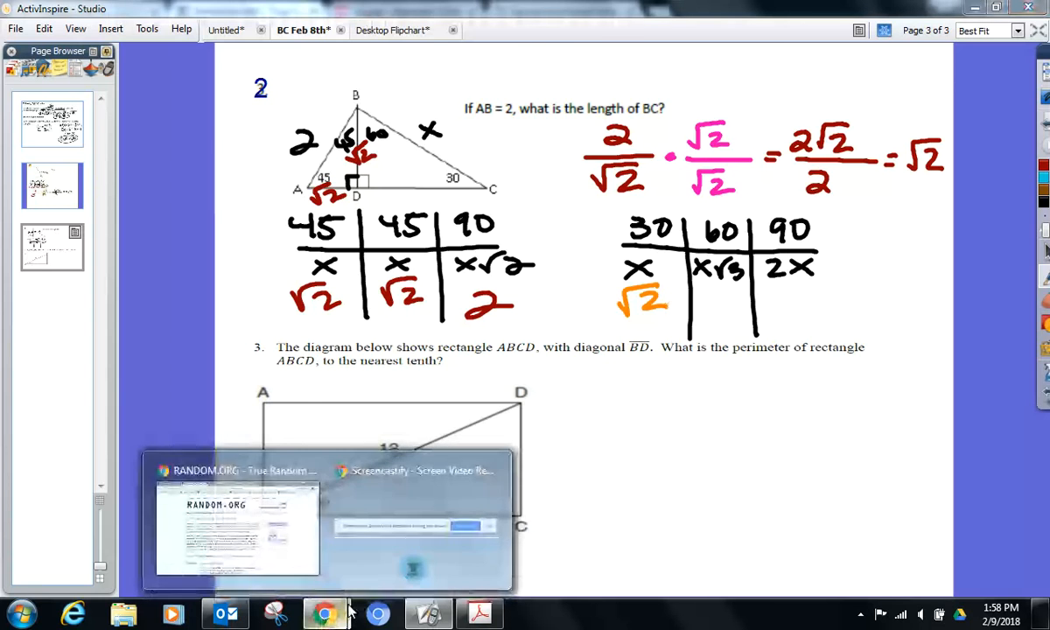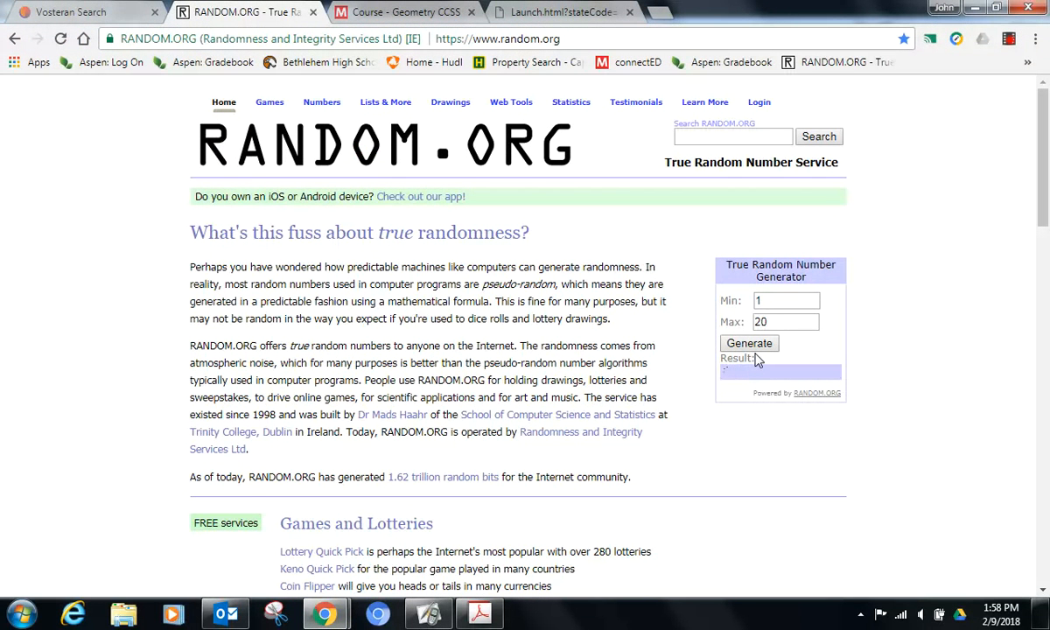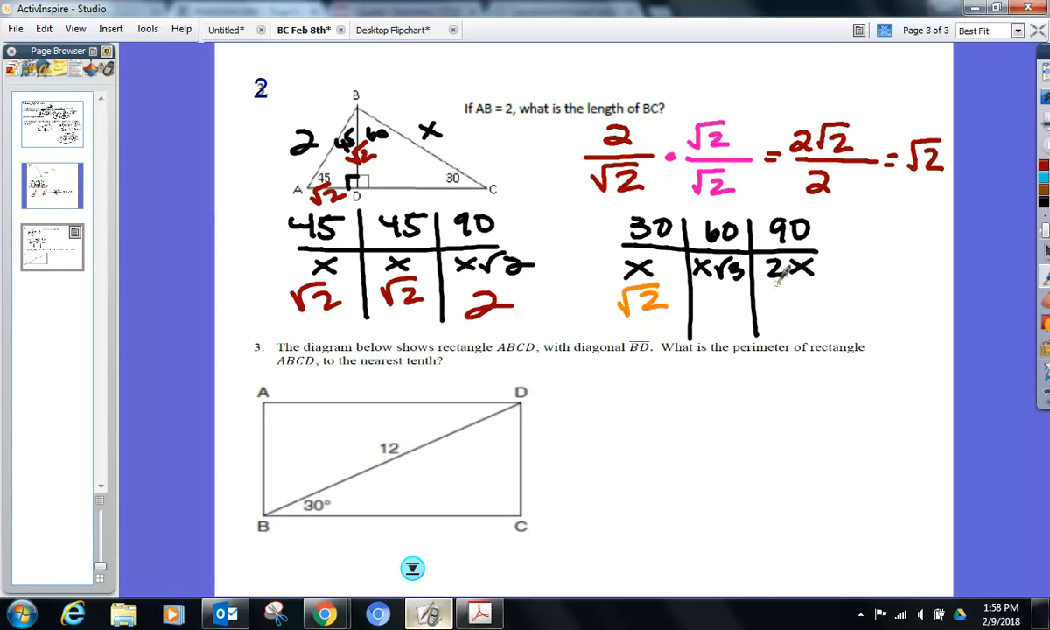So what do I do with that radical 2? Multiply it by 2. So what's the side across from 90? 2 radical 2. Are we okay switching from one triangle to the other?